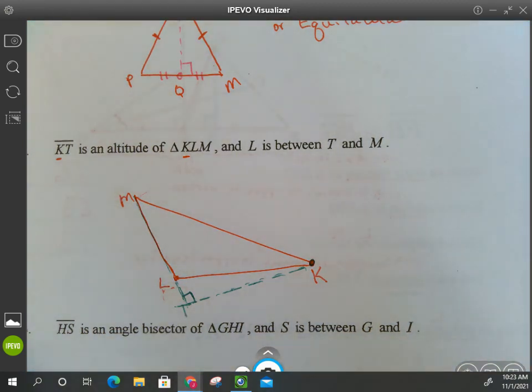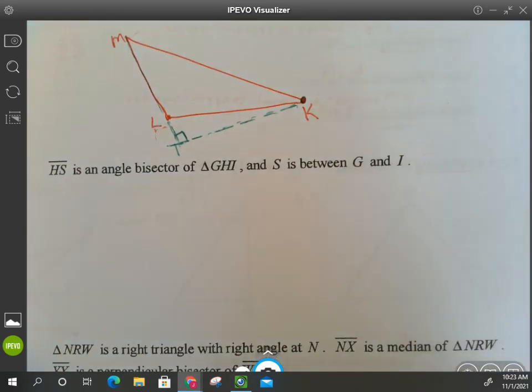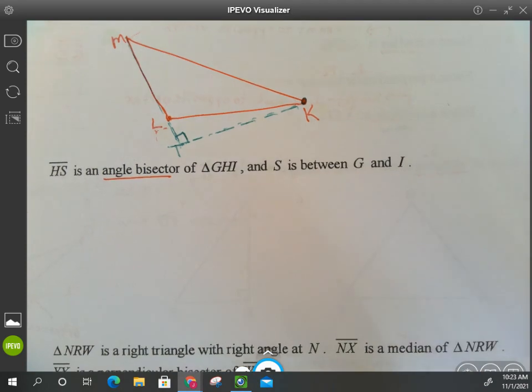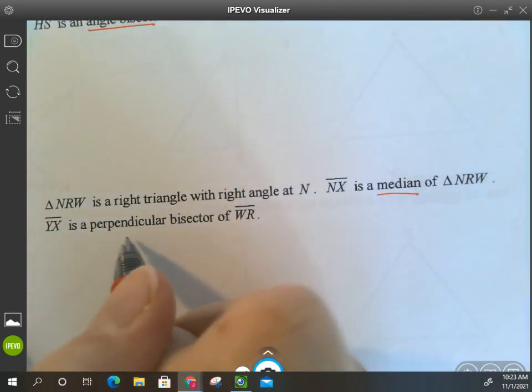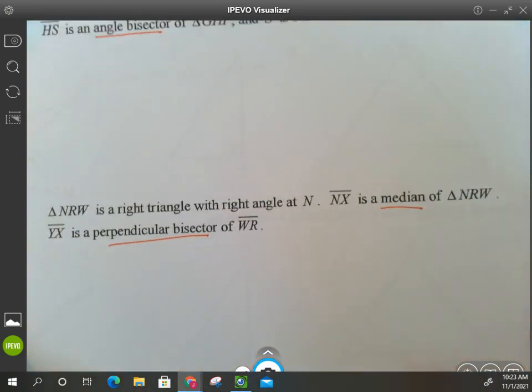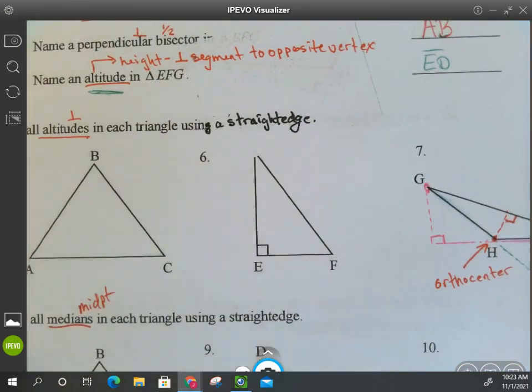So that's why I want to do it together. Okay, I'm going to have you guys work on the next 2. One is an angle bisector, so pay attention to the labeling. And one is you have a median and a perpendicular bisector. So you're going to work on 13, 14, and then these front 4 that we didn't do yet.